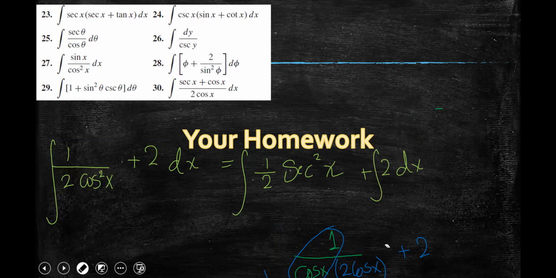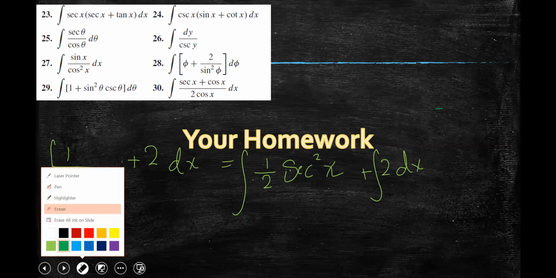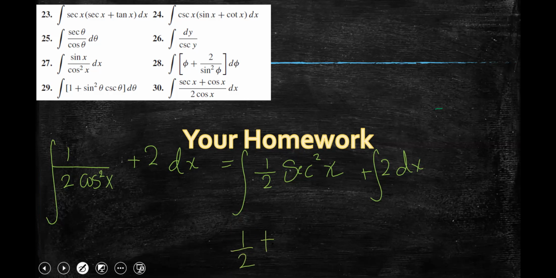Now, after I simplify it and convert it to a trigonometric function that can be integrated, I will write it as half. Now, what's the integration of secant squared? Tan. So I say half tan x. And what's the integration of 2? 2x. It is 2x plus c. Is it clear? Yes, teacher. So your homework is from 23 to 29.